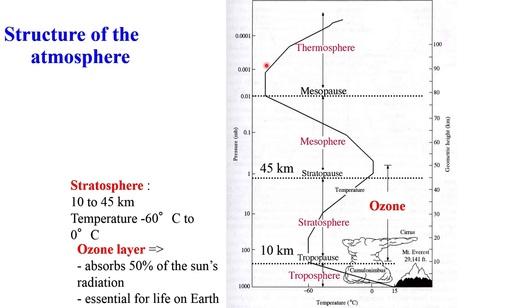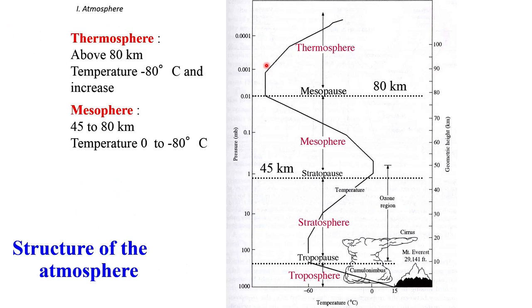So if we inject climate-relevant aerosols, for instance from volcanoes or flying planes, into the stratosphere, they tend to stay there for longer because this part of the atmosphere is more stable. There's less convective overturning in that part of the atmosphere.